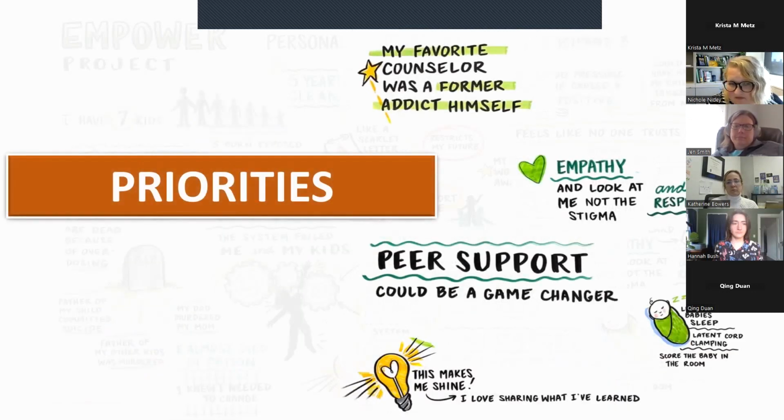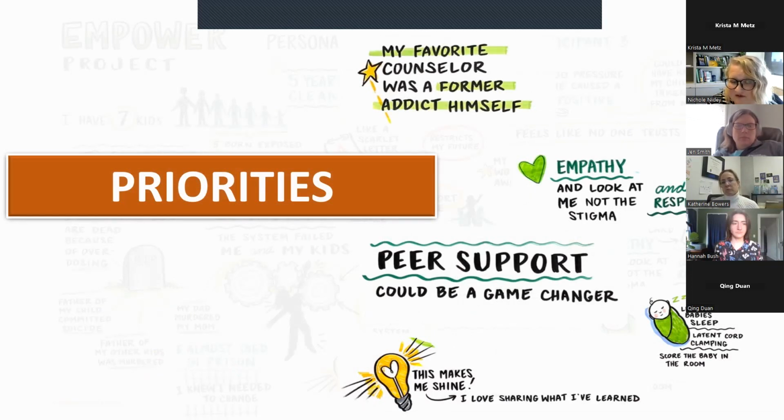And now a really important part too is the priorities, or places where we can think about intervening. These are the opportunities that we can take to improve experiences of this population. And so right away, you can see peer support in the middle. This individual said peer support, it could be a game changer. And then also along with it, they had said, my favorite counselor had lived experience himself.